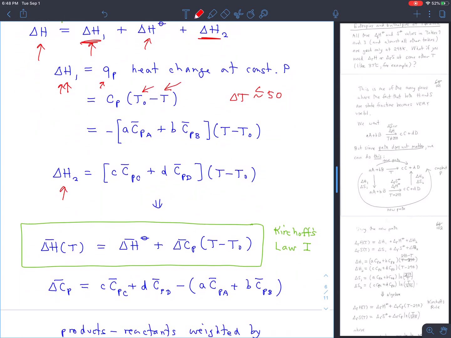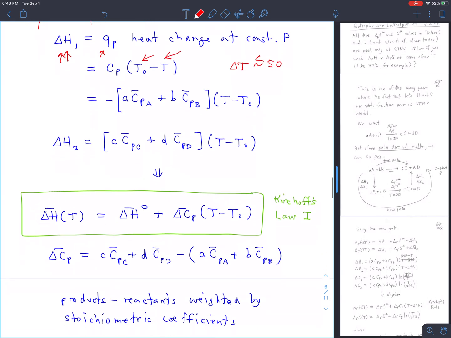And then delta H2 is the same thing, but for the products now rather than the reactants, so it's C moles times the molar heat capacity for C plus D moles times the molar heat capacity for D. And now the final temperature for that third step is the actual temperature minus the initial temperature, which is the table temperature in this case. So it's T minus T0 already without a minus sign.